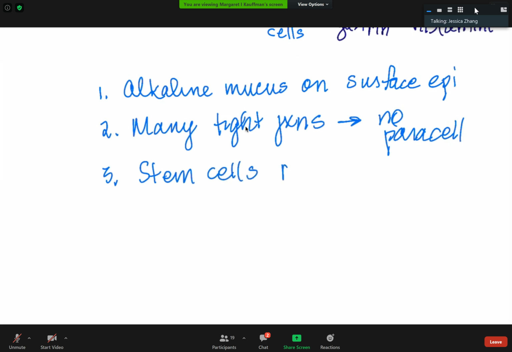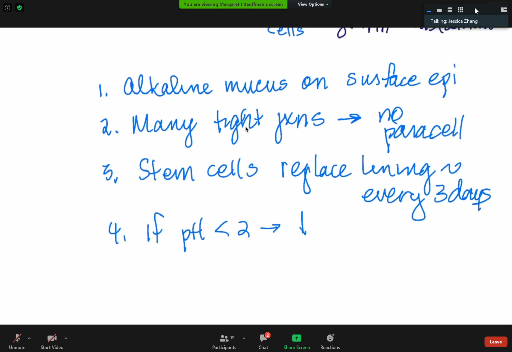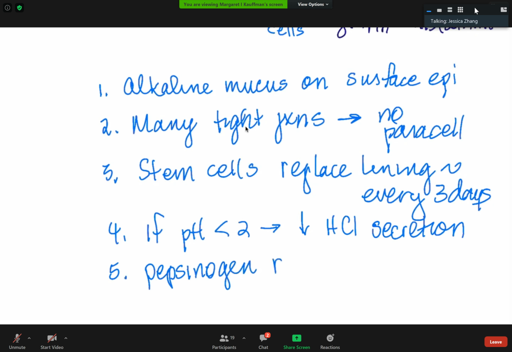And then the fourth one is endocrine regulation. So the stomach decreases the acid if pH drops below 2. And then the last one is that the stomach secretes pepsinogen, which is the inactive form of pepsin rather than pepsin. And as pepsinogen passes towards the lumen, it encounters HCl, which activates it. And once pepsin is present, it also catalyzes the conversion of pepsinogen to pepsin in a positive feedback loop.